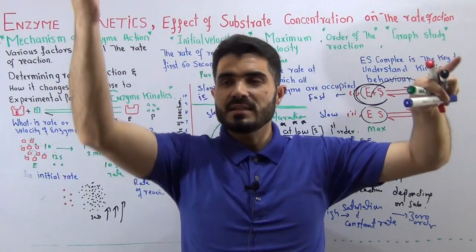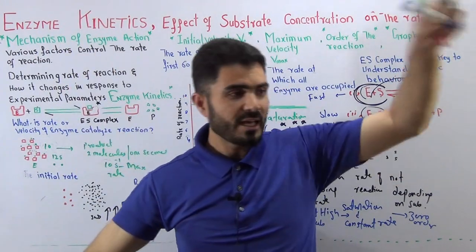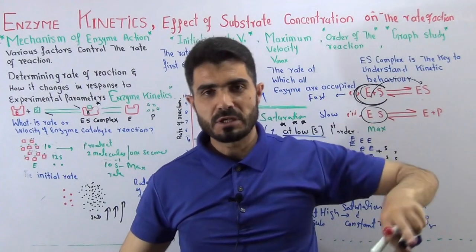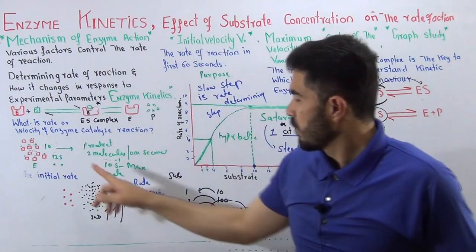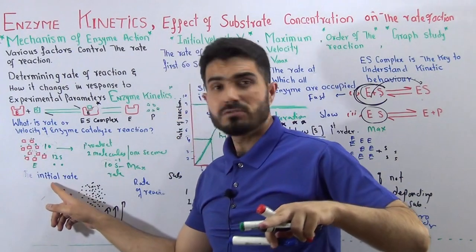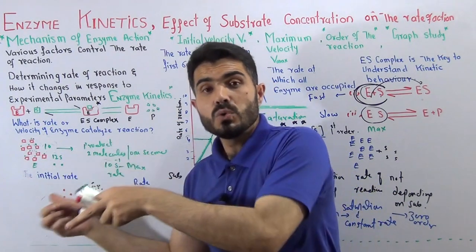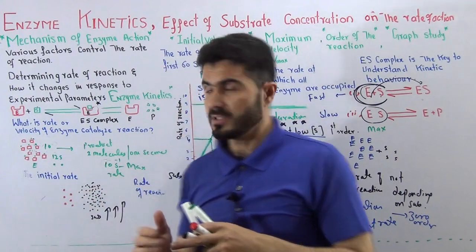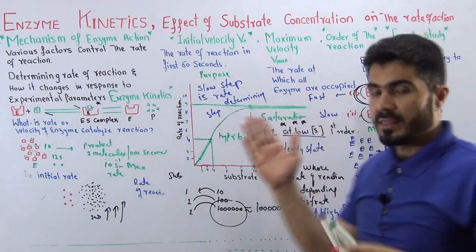By increasing the substrate or decreasing the substrate, what happened to the rate of reaction? The whole lecture was about this. We studied what is initial velocity or initial rate, and then we also studied why we use the words initial rate and initial velocity. This was also discussed here.